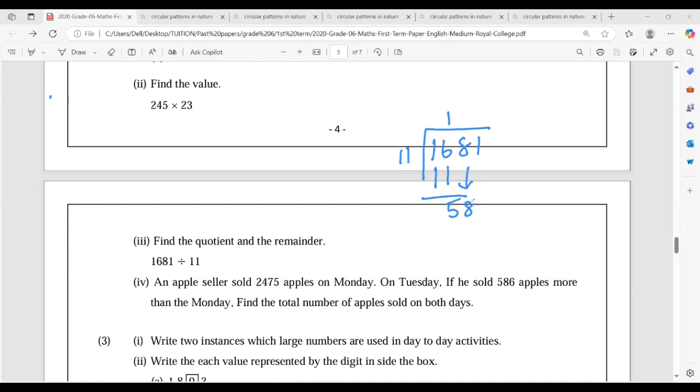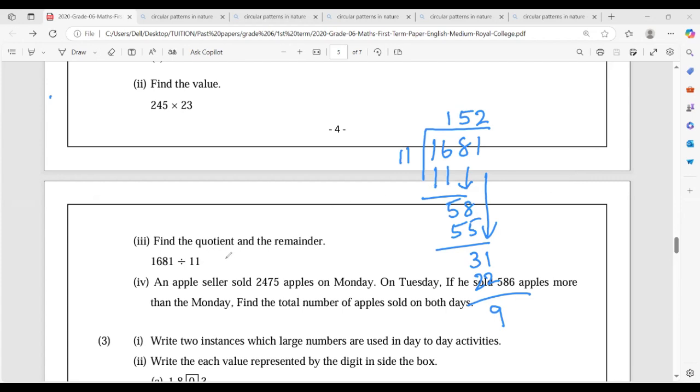Then you take 58. You take this 8, then it is 58, right? And how many 11s are there? 5 11s. 5 into 11 is 55. Then your 3 will remain here, and then you take this 1. And 31, you have 2 11s. 2 into 11 is 22. So when you subtract 31 minus 22, it is going to be 9. Okay.